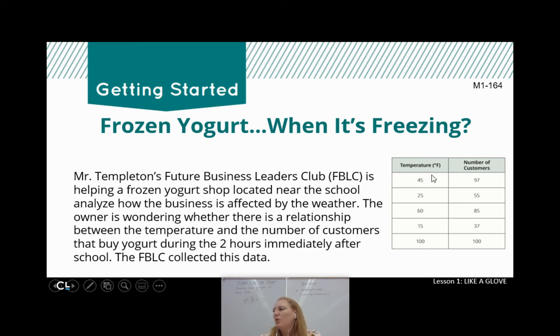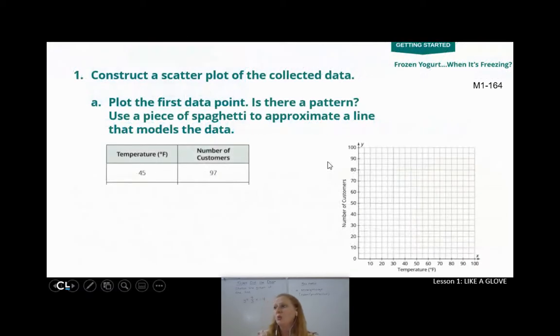So you can see when it was 45 degrees Fahrenheit outside, they had 97 customers. When it was 25 degrees Fahrenheit, they had 55 customers. At 60 degrees Fahrenheit, we had 85 customers. 15 degrees Fahrenheit only brought in 37 customers. It's a cold day. And 100 degrees Fahrenheit, that's a warm day, brought in 100 customers into the shop. So what you're going to do is construct a scatter plot.